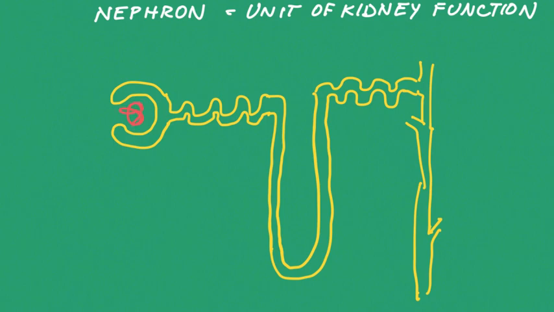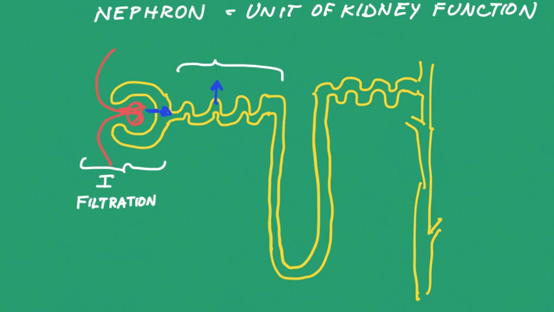Here in front, we have the glomerulus, the afferent arteriole, and efferent arteriole. Molecules move from the glomerulus into the glomerular capsule. This is the first stage of urine formation. We call it filtration because molecules are filtered through the glomerulus. The next stage of urine formation is the movement of molecules from the PCT to the peritubular capillaries. This is called tubular reabsorption.